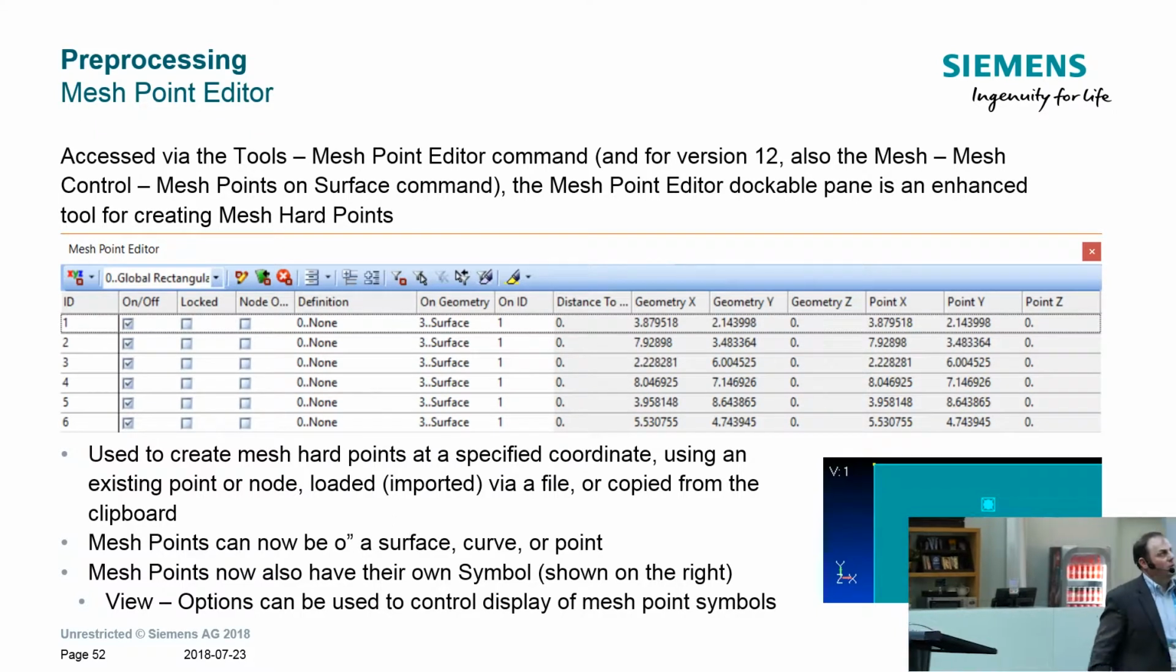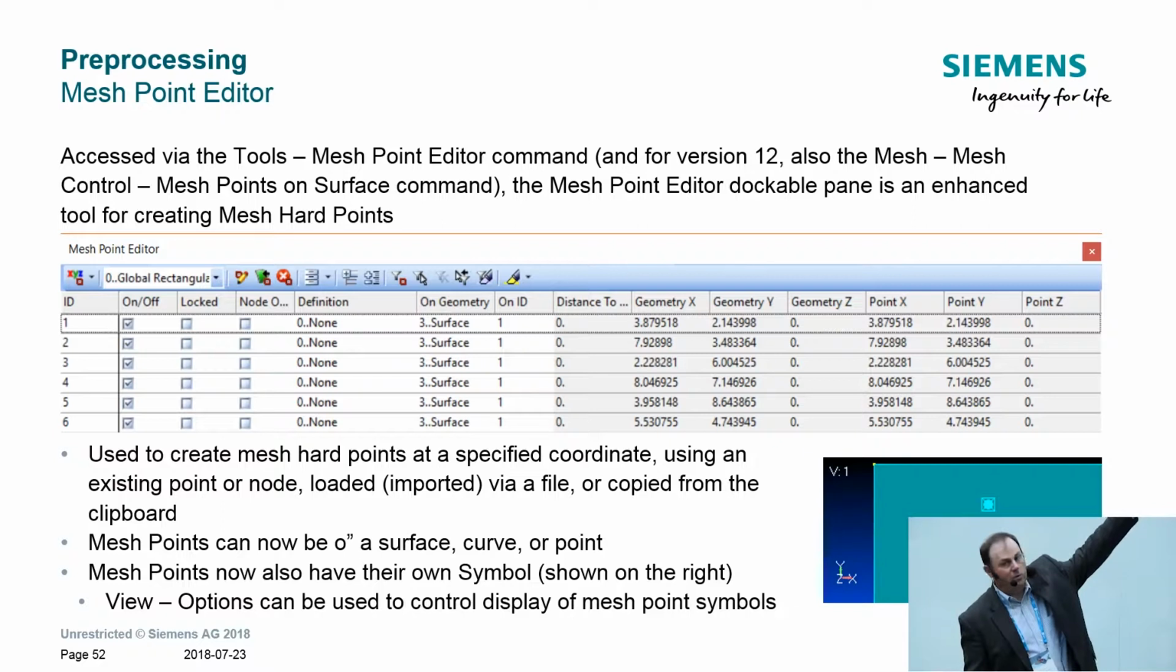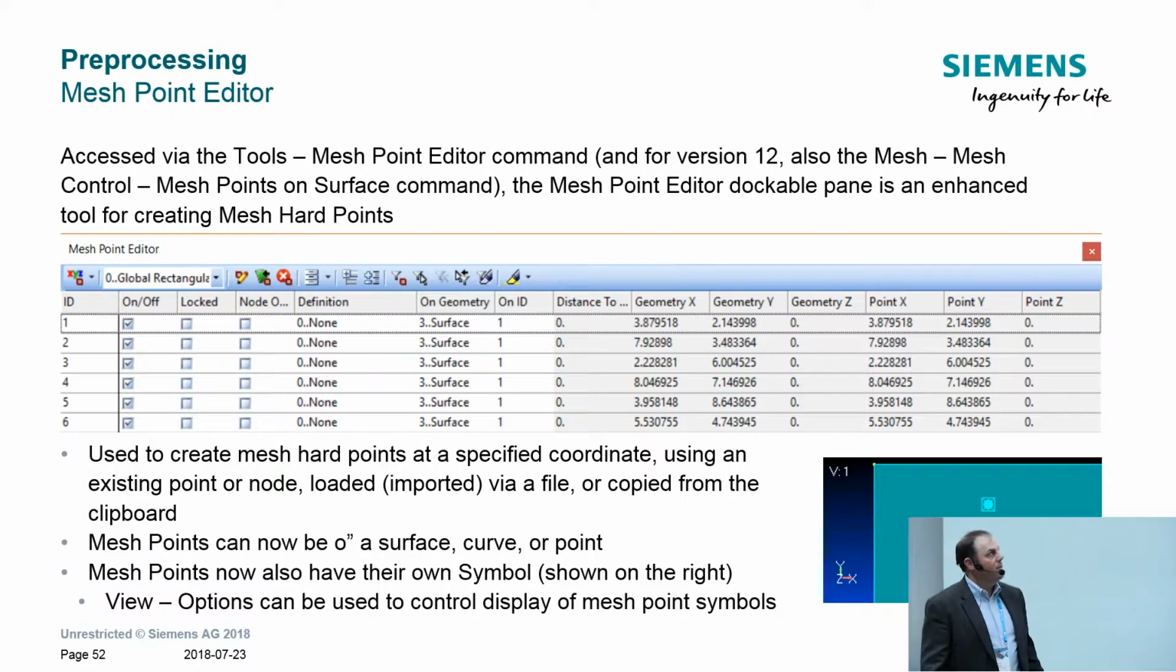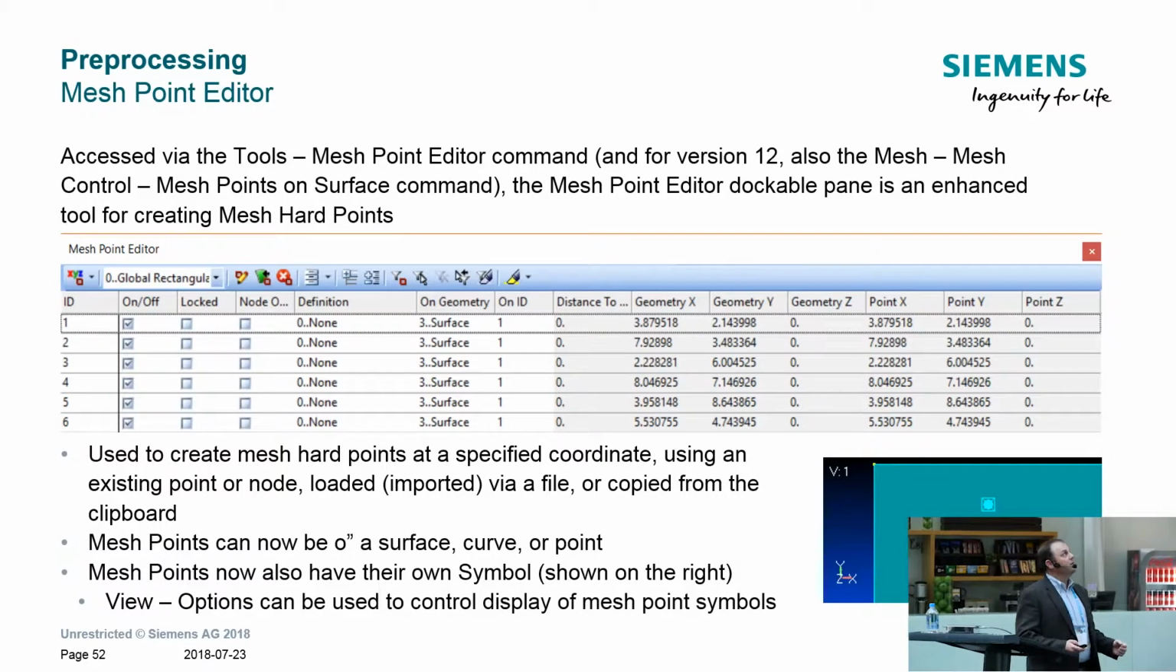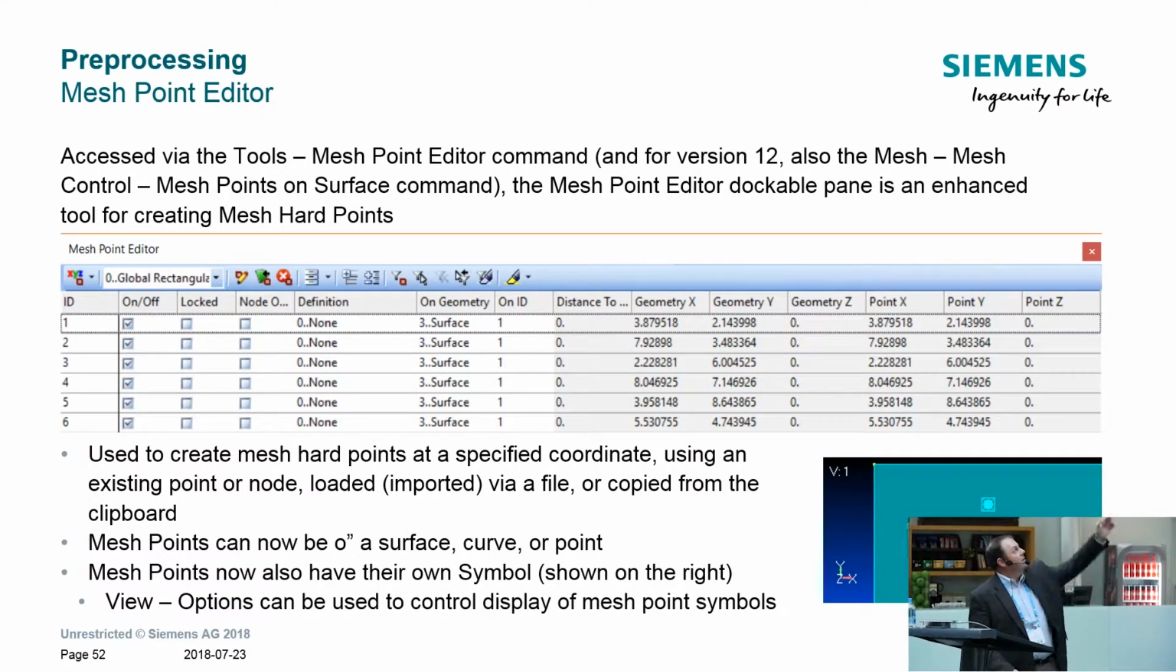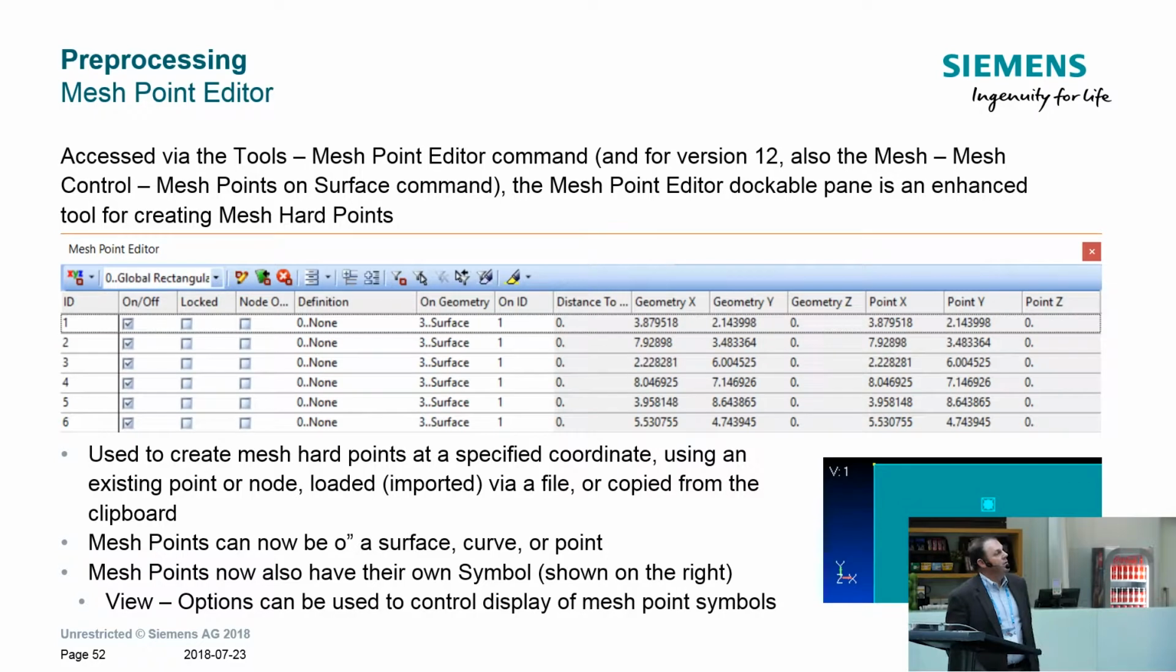The other thing we did was now mesh points have their own symbol. And with the mesh point editor, you have an on-off column. So you can basically enable and disable any mesh point at any time, and your mesh will automatically update.